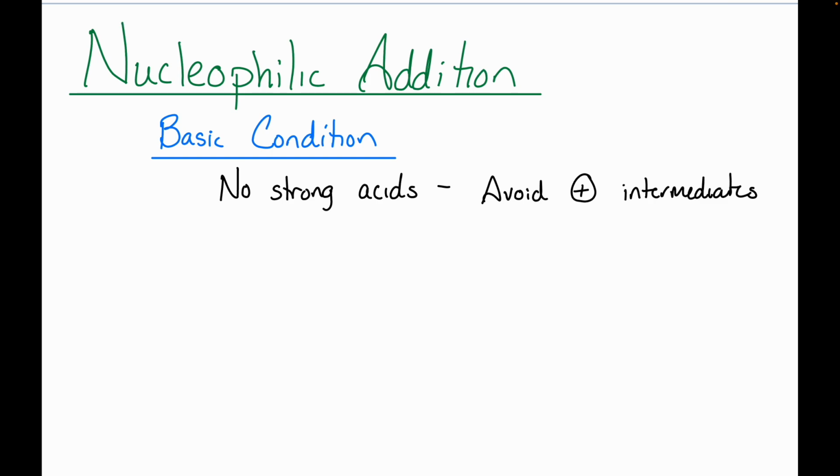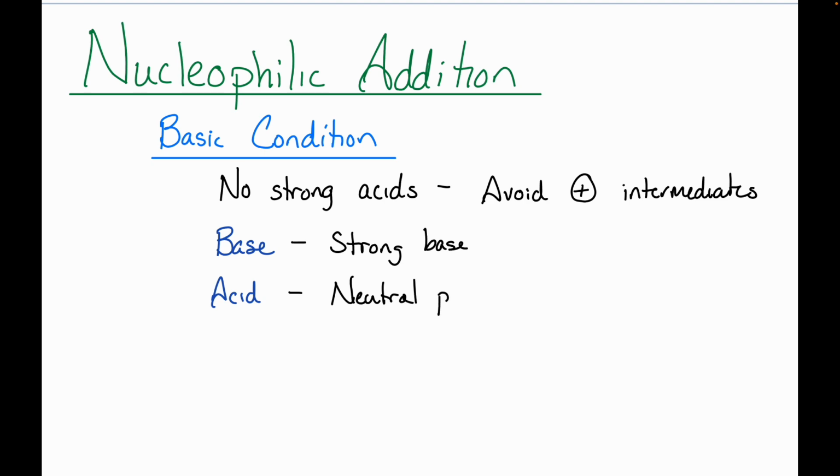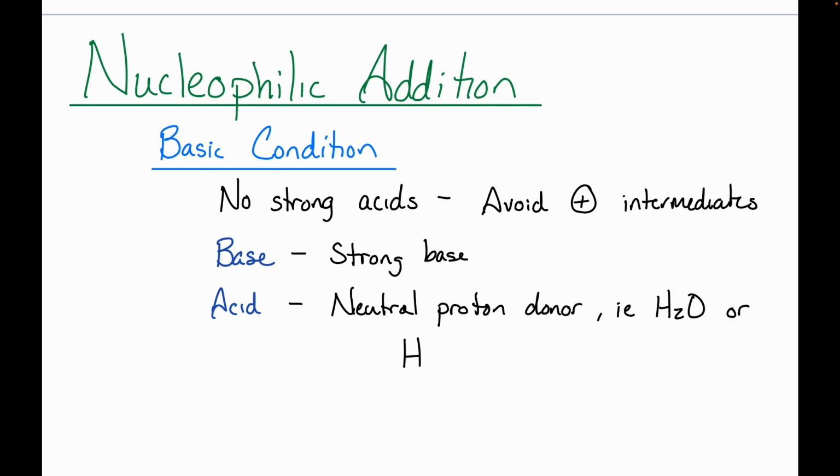All right, in our mechanisms, we're going to need to do some proton transfers. So if we need a base, we can use a strong base. That's perfectly fine. But if we need an acid, it's going to have to be a neutral proton donor. So for example, water. Or oftentimes in your reaction mixture, it's better to just have the protonated version of your nucleophile present. All right, we'll see some examples here.